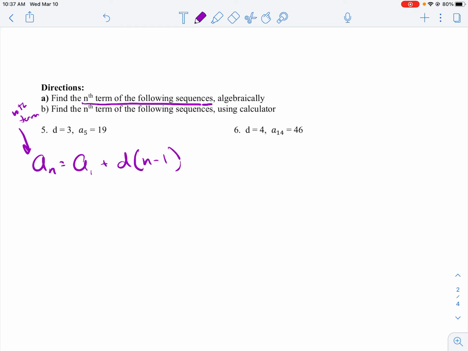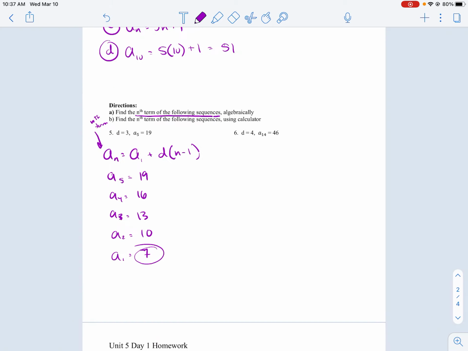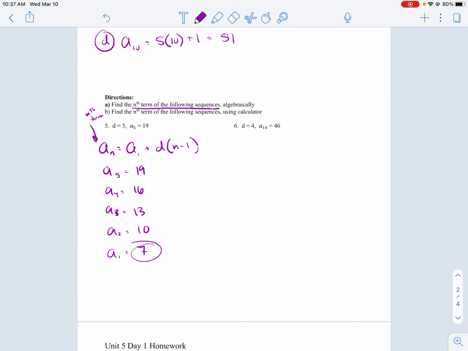So there's a couple ways you could go about this. You could do it manually. So if the fifth term is 19 and we're going up by 3, then this would be 16. Whoops, it's supposed to be a 3. This would be 13. This would be 10. And this would be 7. So our first term is a 7. But maybe you don't like that route, and as you can see, number 6, that route would take a long time, especially if this number gets bigger and bigger.